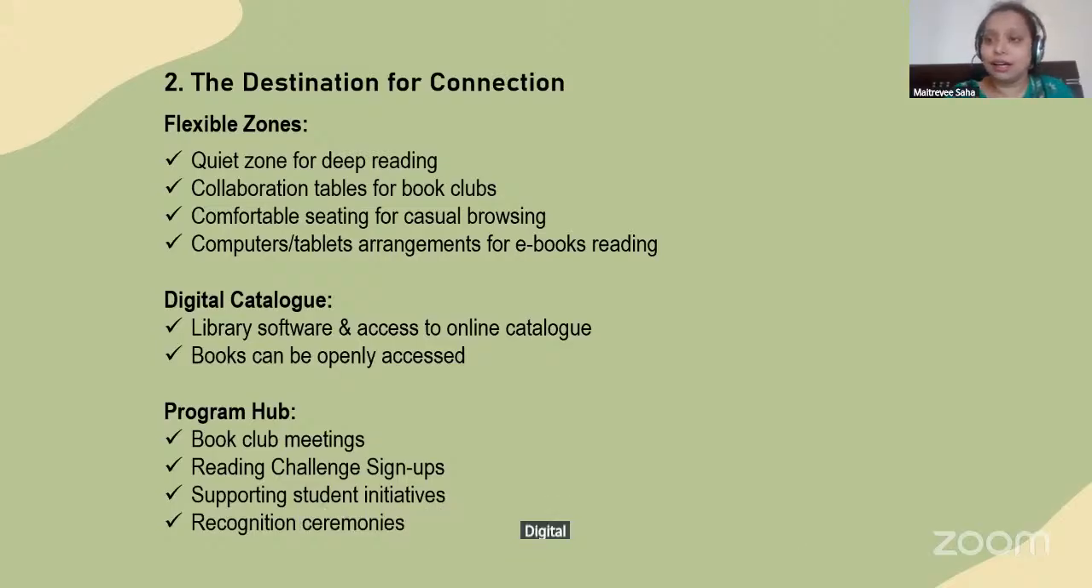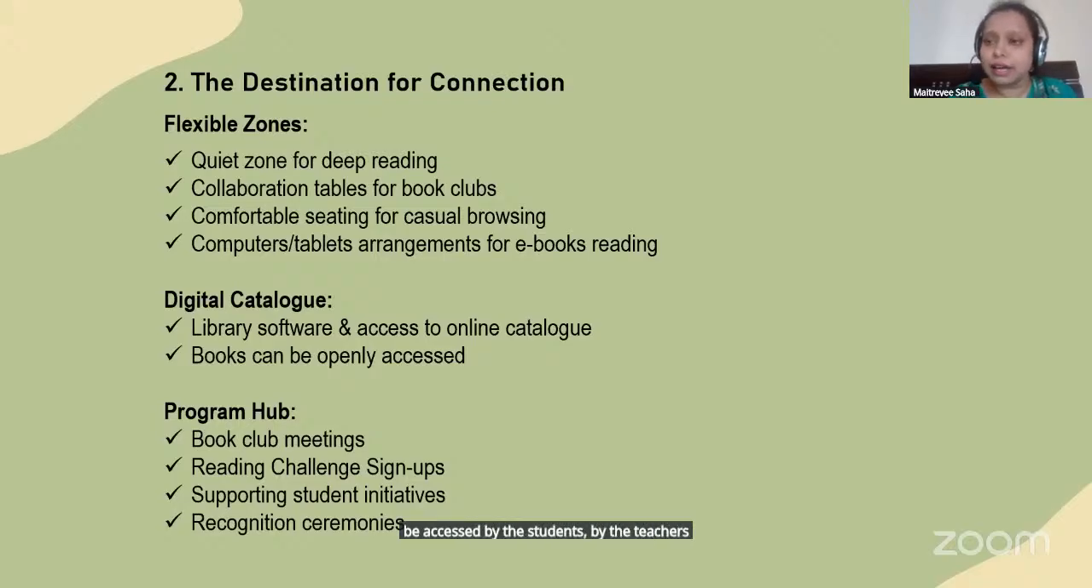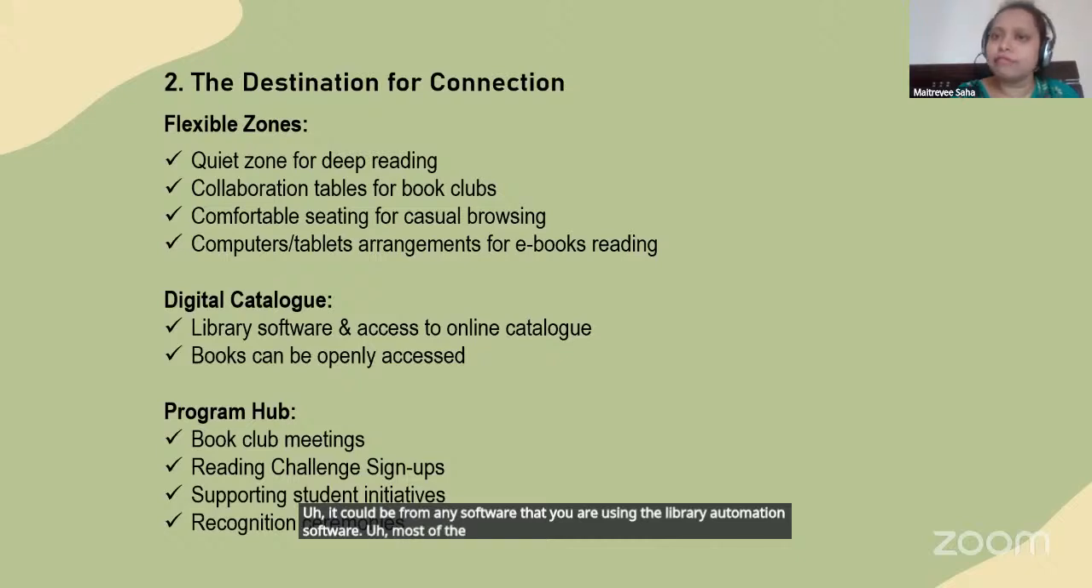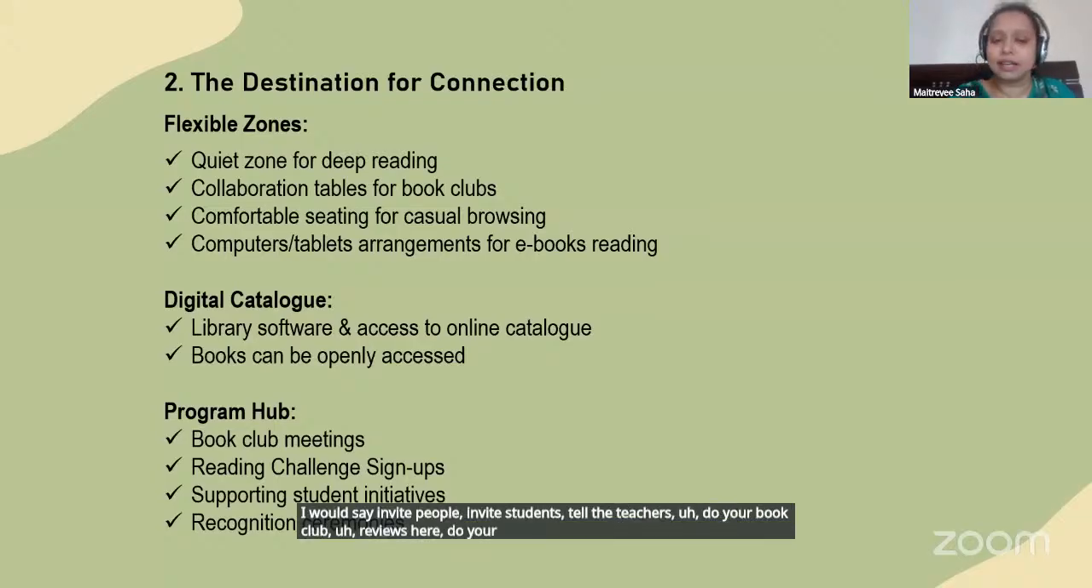Digital catalog is also one of the things which is recommended. Make your catalog accessible to the students and the teachers as and when they would like. OPAC, it could be from any software that you are using, the library automation software. Most of the software have the provision of making their catalog openly accessible to students and teachers. So try to do that. And since this is the heart of the reading program, invite people, invite students, tell the teachers, do your book club reviews and your book club meetings in the library.